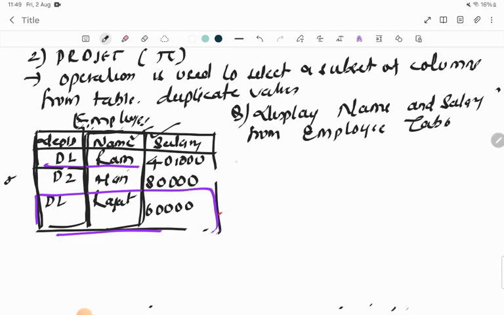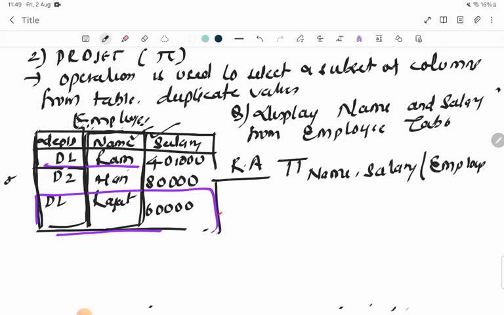Okay, so if you write the relational algebra for this, what will be the answer? The answer will be pi name, salary from where? From employee. So what is going to be displayed? It is only going to display the name and salary columns.